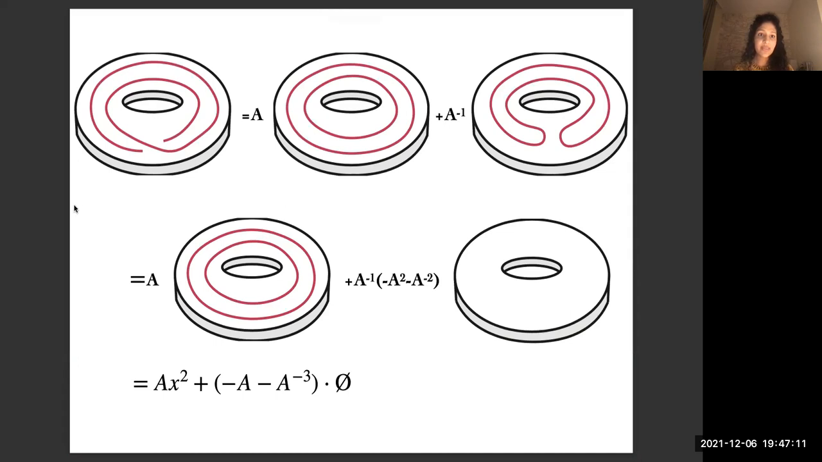So this is an example of the KBSM of the thickened annulus. So you have this link, you can mod out by the Kauffman bracket skein relation, then you can use the trivial component relation to simplify and get this element in the KBSM. Here x is the homotopically non-trivial curve in the annulus, and this is the empty link.